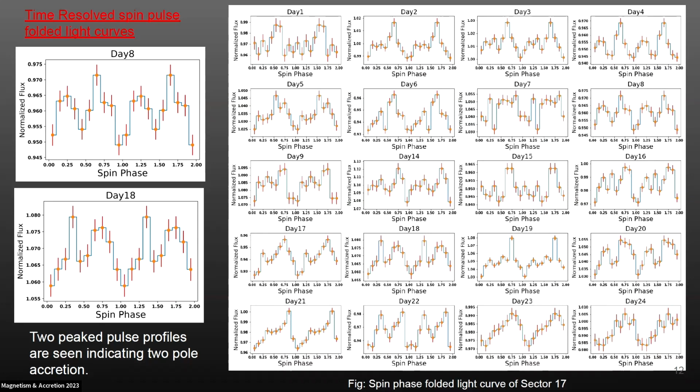This plot represents the spin phase folded light curve of sector 17. I have zoomed in on a couple of days. We have done individual analysis, so I've zoomed in on a couple of days just for clear visualization. As you can see on the left-hand side, on day 8 and day 18, we see a double-peaked pulse profile. What this double-peaked pulse profile means is that accretion is happening onto both the poles, or that V709 Cas is a two-pole accretor.